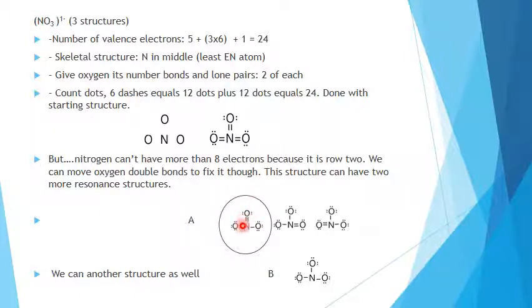this structure right here. Just move the dots out, and then you have your structure. So if you count up, now nitrogen has 8 electrons in its outer shell: 2, 4, 6, 8, and we still have 24 electrons. Okay, so we're all set. And if you notice, this structure can have resonance structures.